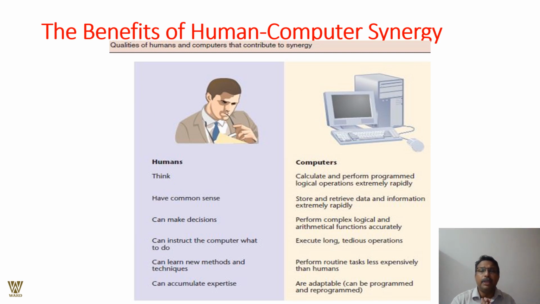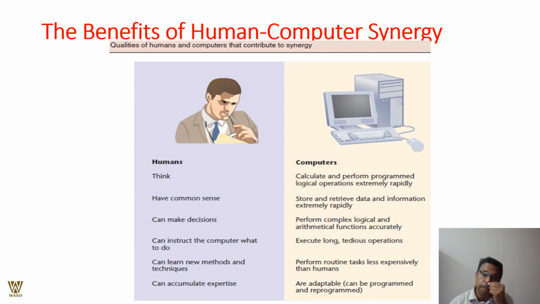So let me count the benefits of human-computer synergy. Now, what do the humans do? The humans think. They have logical common sense. They can make a decision, can instruct the computer what to do and what not to do, can learn new methods and techniques quicker, and can accumulate expertise over a period of time.